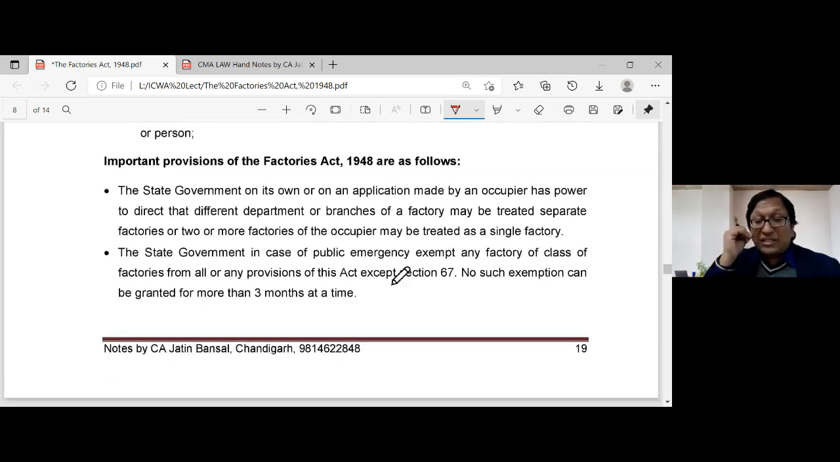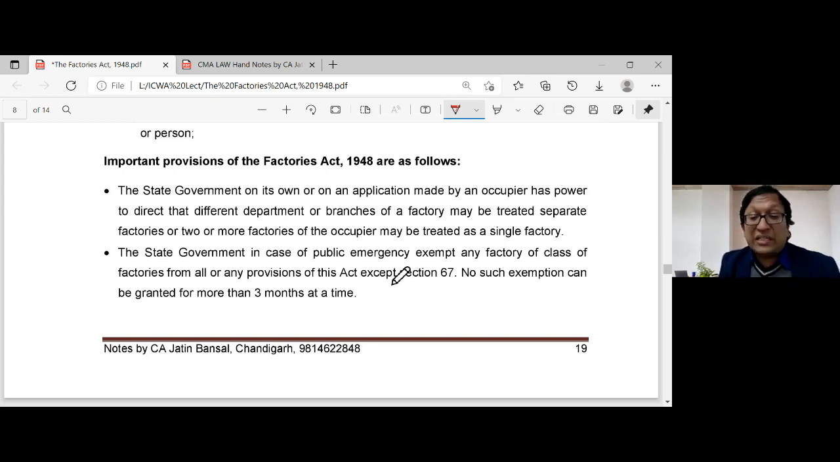Now we are going to study the important provisions of the Factories Act 1948. Basically you need to be aware of 3-4 definitions and then these important provisions, and this is all for you in the Factories Act 1948. So we are studying the important provisions now.